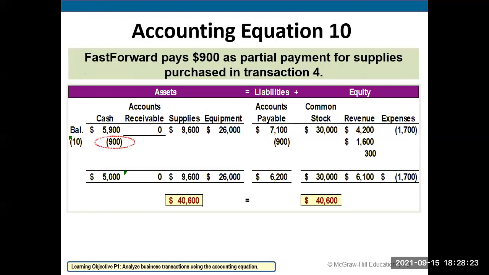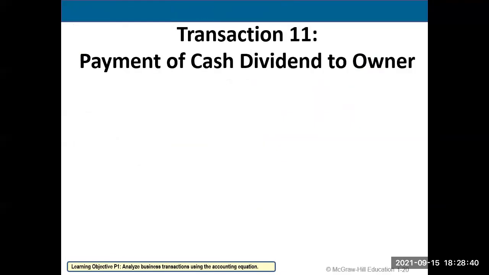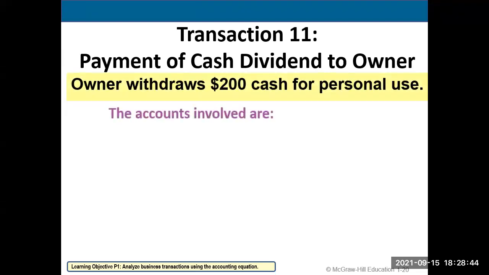So the way this will impact our accounting equation is our cash will go down by 900. So the overall assets will go down by 900, and our accounts payable will go down by 900. So our overall liabilities and equity will go down by 900, and we'll still be in balance. All right, we're getting close. If this feels long, just know that it's getting close.